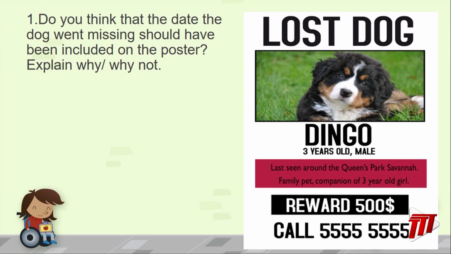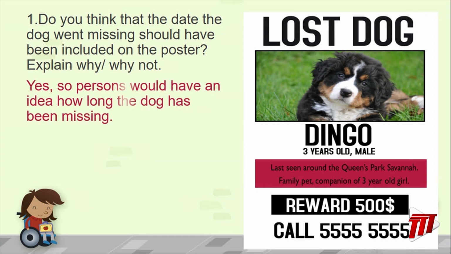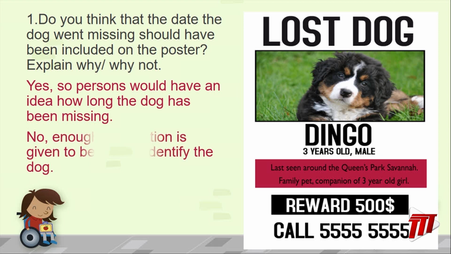On the other hand, we could say that it's not important because a description and a picture of the dog is given, so it's quite easy for someone who spots him to identify him and help find him. So we could say yes, so persons would have an idea how long the dog has been missing, or we could say no, enough information is given to be able to identify the dog.